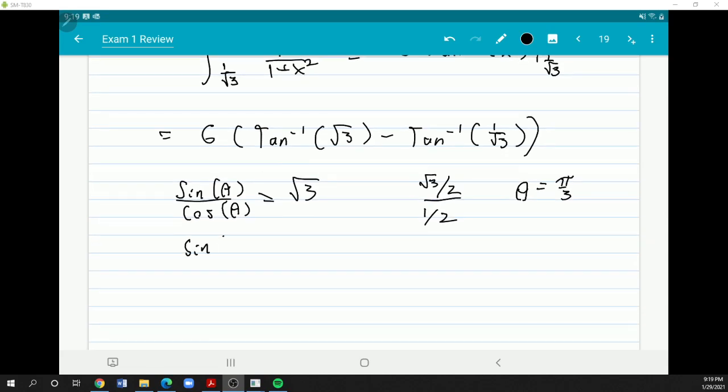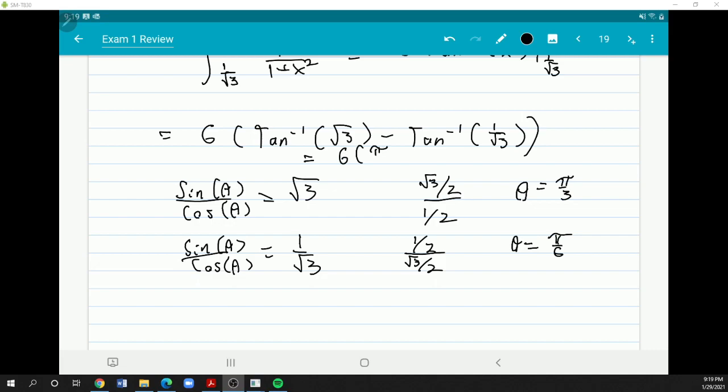How about the other one? Sine theta over cosine theta is 1 over root 3. Happens in the opposite scenario. And when does this theta happen? Sine is 1/2, cosine is root 3 over 2. That's pi over 6. So this is actually equal to 6 times pi over 3 minus pi over 6. So multiply by 6, you get 2 pi minus pi, which is just equal to pi.